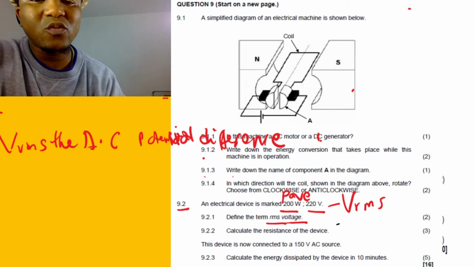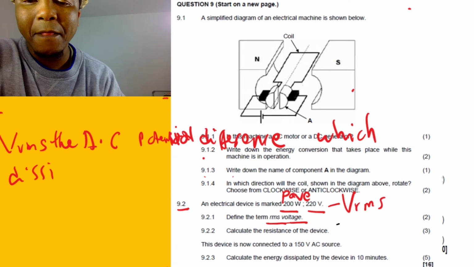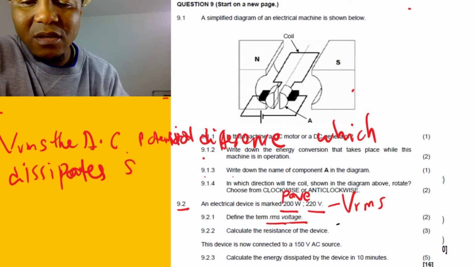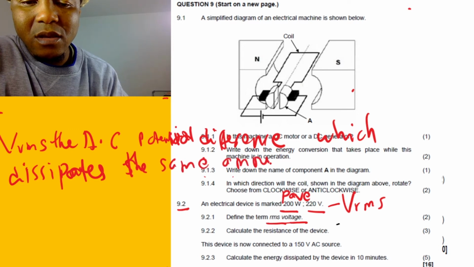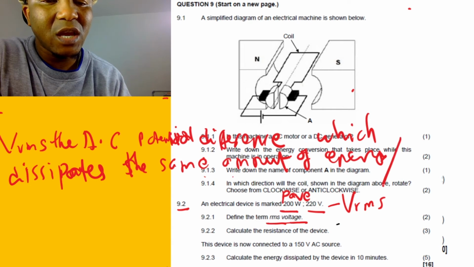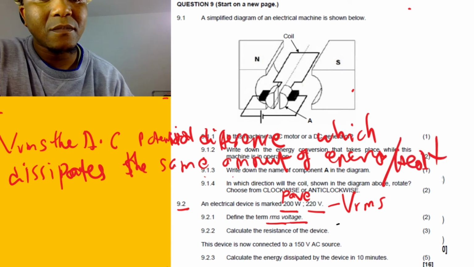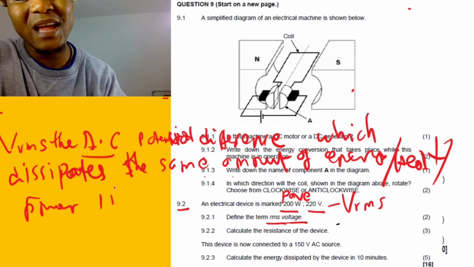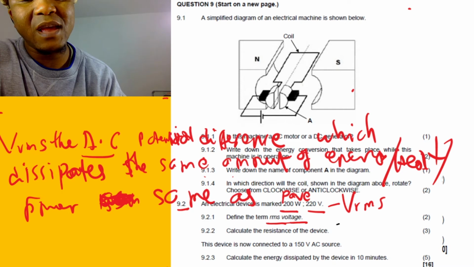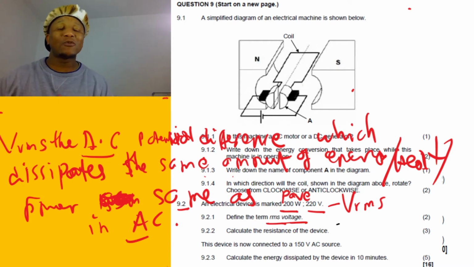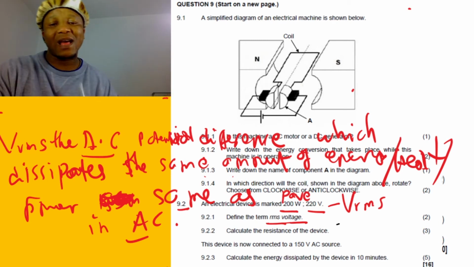Which is going to dissipate the same amount of energy as the one in AC. When you say energy, you can say heat or power. So the DC one is going to be the same as the AC power, the same as in alternating current. So the potential difference which is going to dissipate the same energy, heat or power as the one in alternating current AC. Now let's go to the next one.